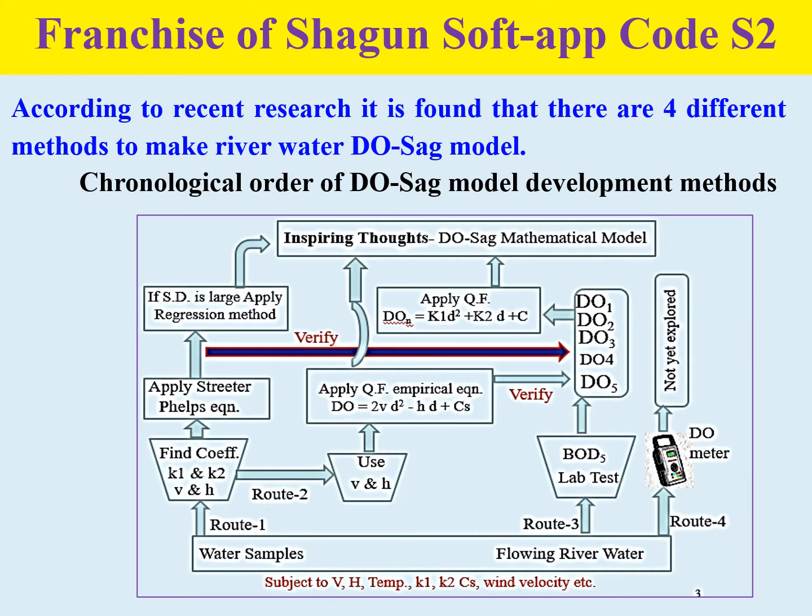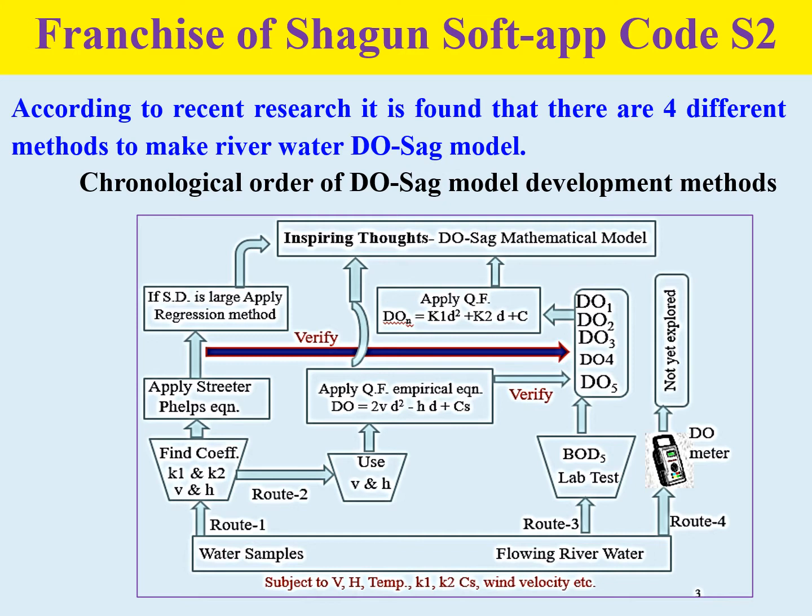According to recent research, it is found that there are 4 different methods to make river water DO-SAG model. Method 1, it is given by Streeter Phelps in 1925. Method 2, it is the finding of new research work. An empirical formula DO is equal to 2VD square minus HD plus CS is evolved to get DO model using river velocity and depth observation at site.